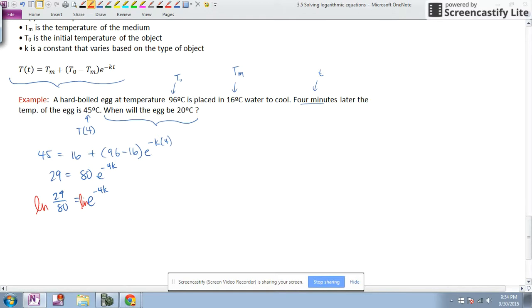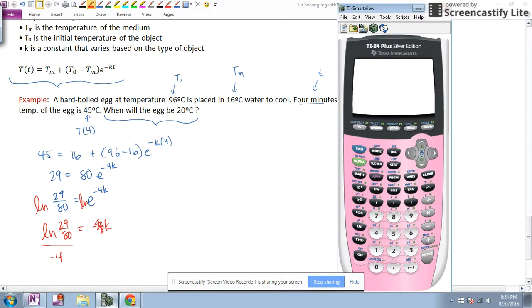But on the right side, natural log and Euler's number are inverses. So whatever goes into them is going to come out. And that would be negative 4k. So I'm going to have ln of 29/80ths equals negative 4k. And to get k by itself, I would just divide both sides by negative 4. And so now I can grab Sheila and say ln of 29/80ths divided by negative 4.